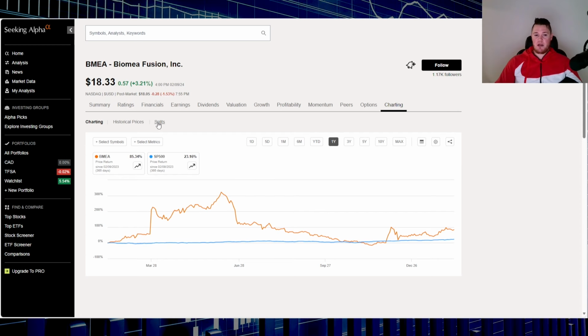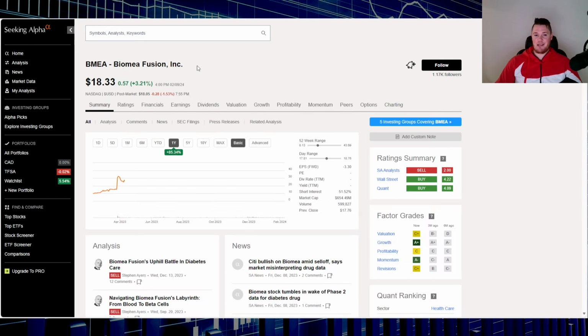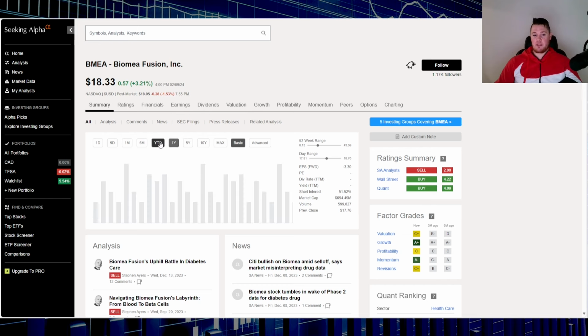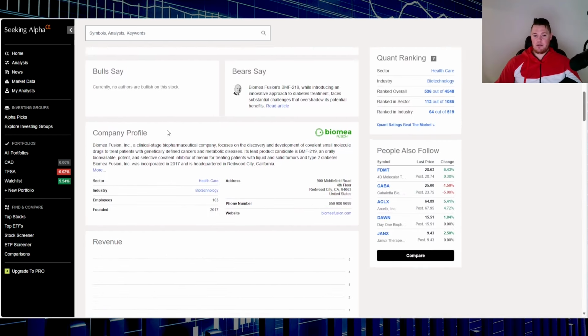And just for transparency, I have actually vetted a lot of these stocks just to ensure that they haven't done any reverse stock splits, because that does skew a lot of the numbers behind the scenes. But BMEA Fusion, ticker is BMEA. Over the last 1 year, it is up 85.34%. In 2024, up 26.24%, and this is what they are all about.